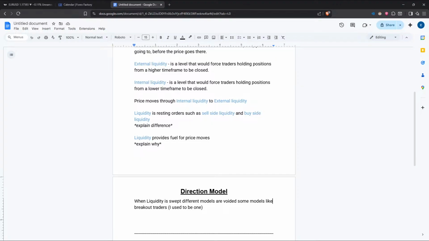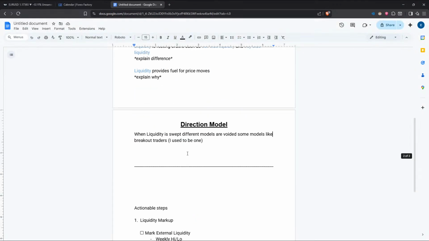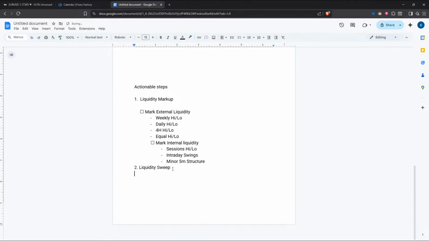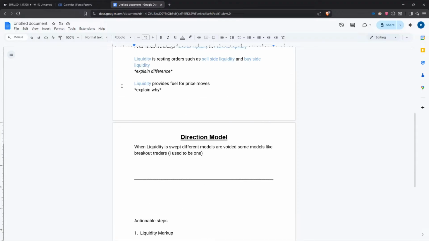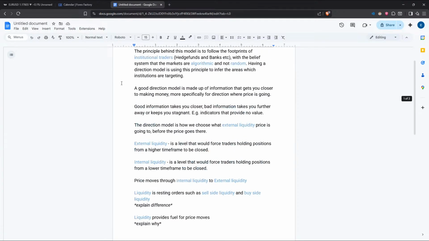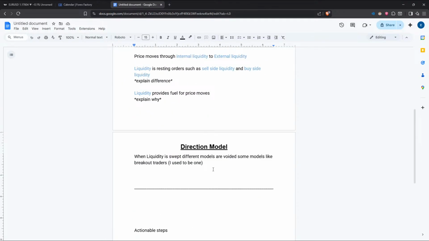Okay, so now we segue into the steps. We need a liquidity sweep, but which liquidity sweep? Which one are we looking for? We have 3 sessions: Asia, London, and New York. Those 3 sessions are important. We should probably make that a part.